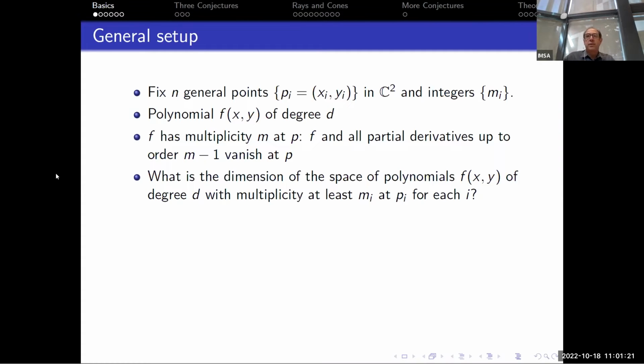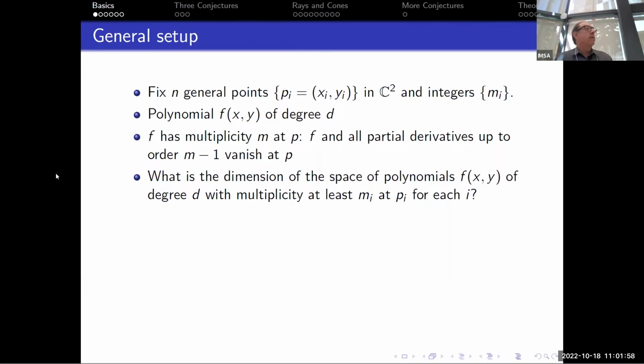So you take C2, the complex plane, fix n general points, and for each point you choose an integer, mi, and you ask for a polynomial of a certain degree in two variables that has multiplicity mi at pi. To have multiplicity m at the point means that not only does it vanish, all the partial derivatives up to order m minus 1 vanish. So if m is 1, that means that it just passes through the point.